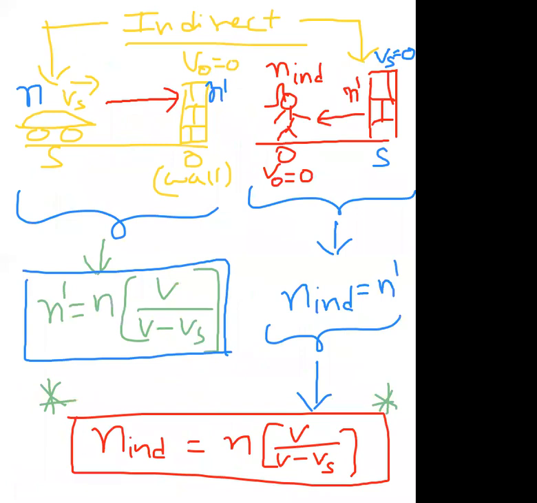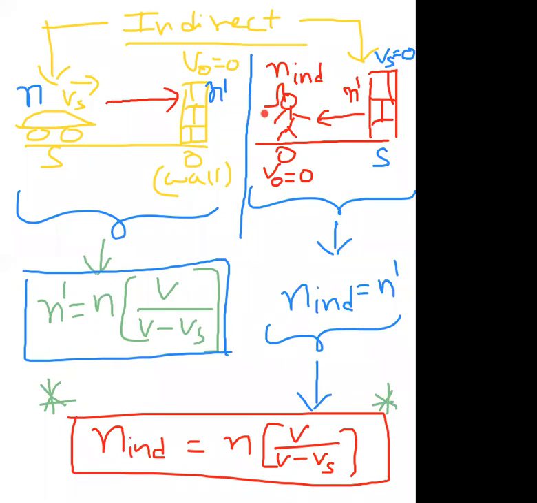The first case is about the source and wall, car and wall. In the first case, the car is coming towards the stationary wall. So this is our first case, and the wall is taken as the observer. Observer velocity is 0. Here the emitting frequency is n as usual, and the listening frequency is n dash.